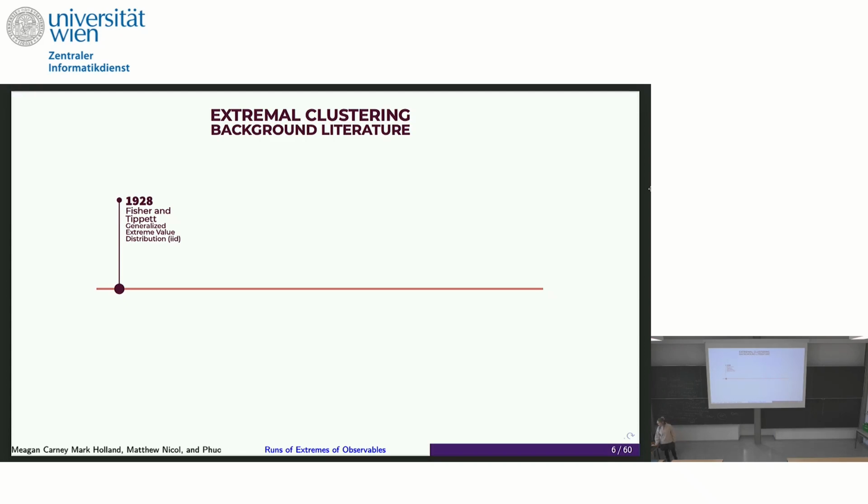So like all people in extreme value theory, I think we should mention Fisher and Tippett in 1928, who led the charge in looking at extremal distributions for IID sequences. So this is without clustering. And Gnedenko, who put all of these together in what we call the generalized extreme value distribution.